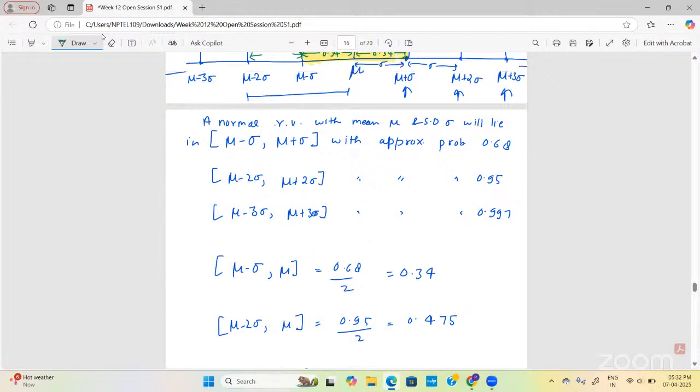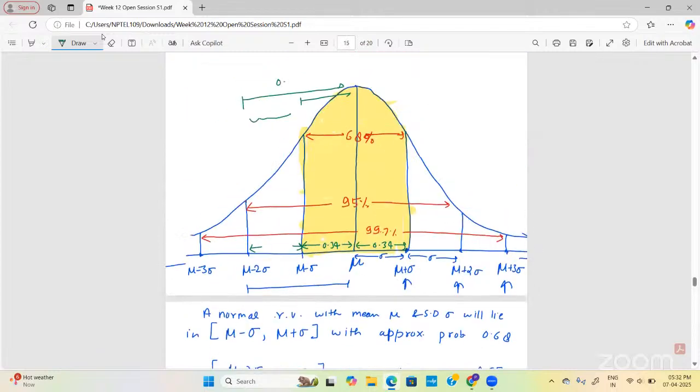Right? So this entire region is 0.475. Okay. And this is only 0.34. Now just subtract it and tell me what will be the value. That will be 0.13 approximately. Yeah, so it will be 0.135, right? Precisely. Okay. Now we have to find this much region only.